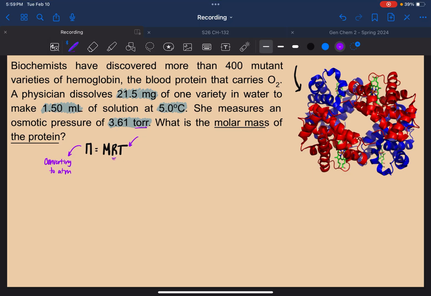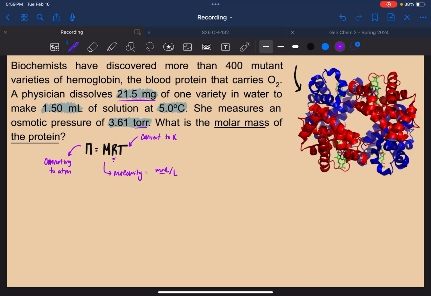And then temperature, we're given in Celsius. We're going to have to convert to Kelvin again because I've got to match up with R. And then finally, we will have to remember that this big M is molarity, which is moles per liter. And we already do have the mass of this hemoglobin that we have. It's 21.5 milligrams. And if we have grams and we have moles, we can figure out molar mass.